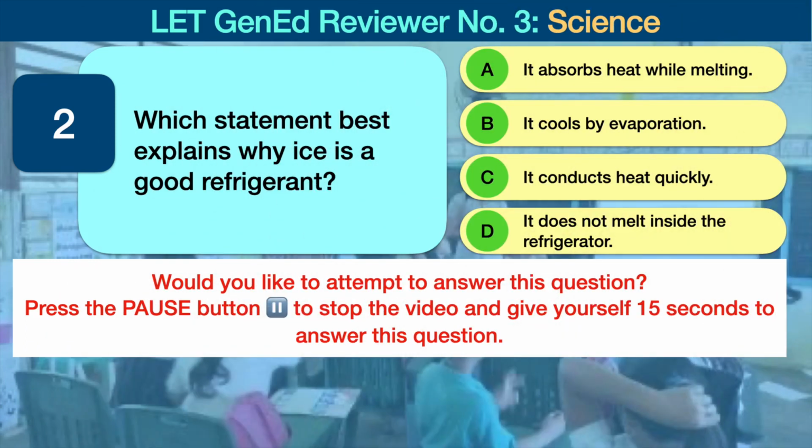Question number 2. Physics. Which statement best explains why ice is a good refrigerant? A. It absorbs heat while melting. B. It cools by evaporation. C. It conducts heat quickly. D. It does not melt inside the refrigerator.